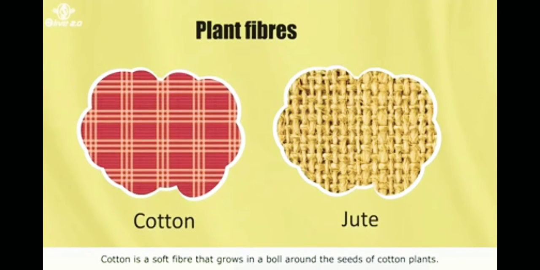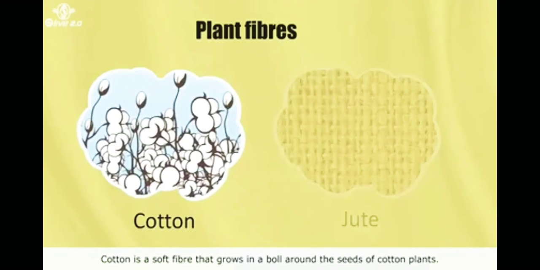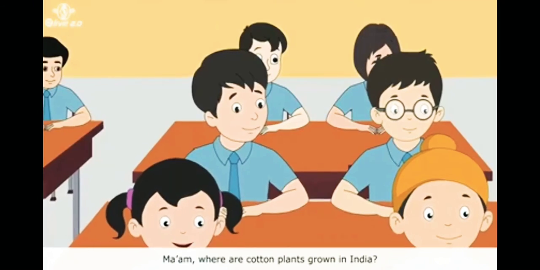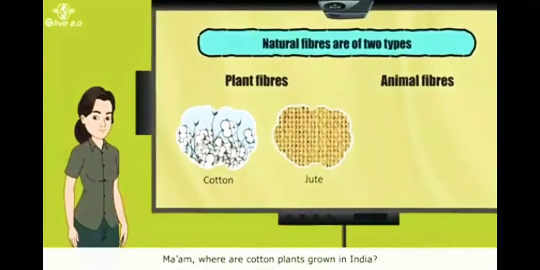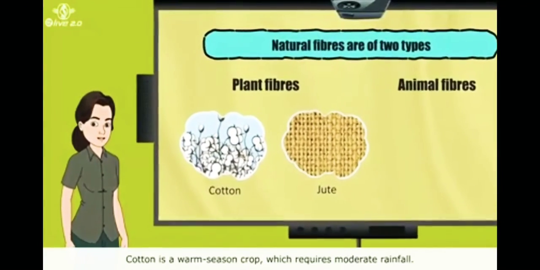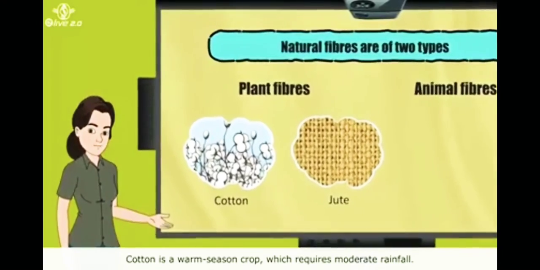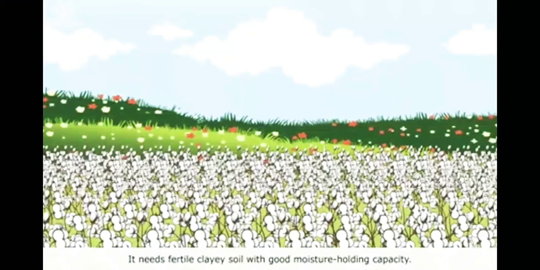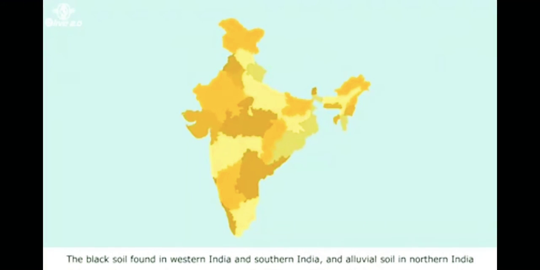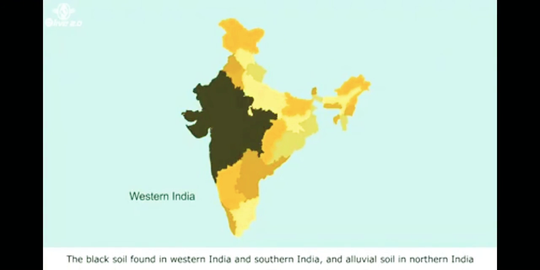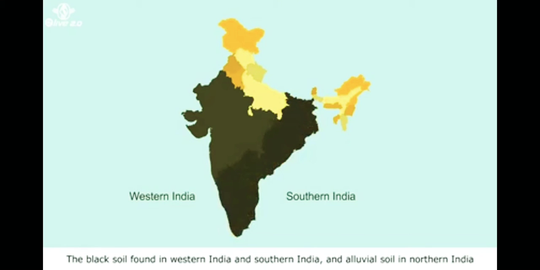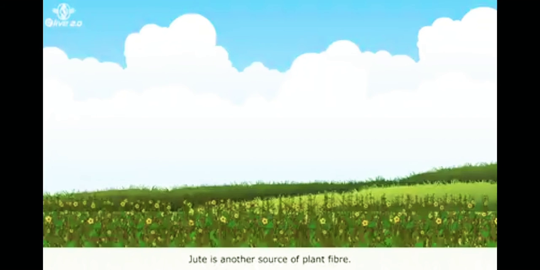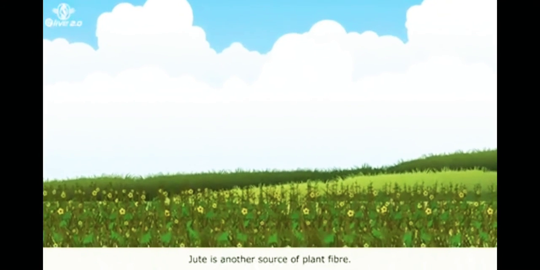Cotton is a soft fiber that grows in a ball around the seeds of cotton plants. Ma'am, where are cotton plants grown in India? Cotton is a warm season crop which requires moderate rainfall. It needs fertile clay soil with good moisture holding capacity. The black soil found in western India and southern India and alluvial soil in northern India are suitable for growing cotton. Jute is another source of plant fiber.